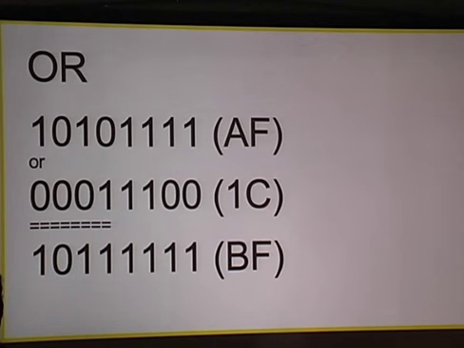Or the case with that is one or the other needs to be a 1 for the output to be a 1. And that is also inclusive. This is implicitly inclusive OR. So one or the other is technically 1, so our output can be 1. So if we did an OR on AF and 1C, the result would be BF.